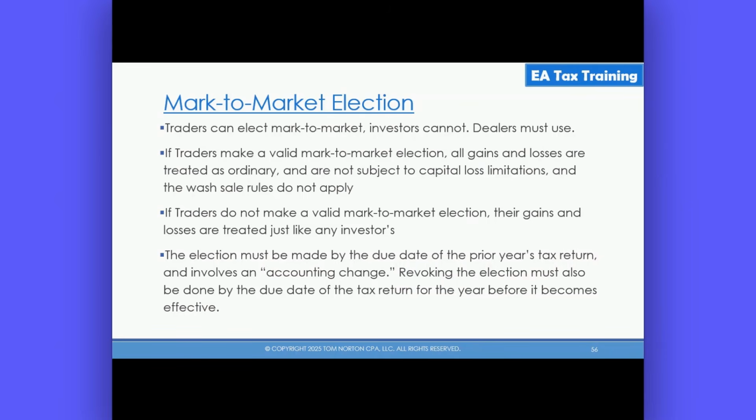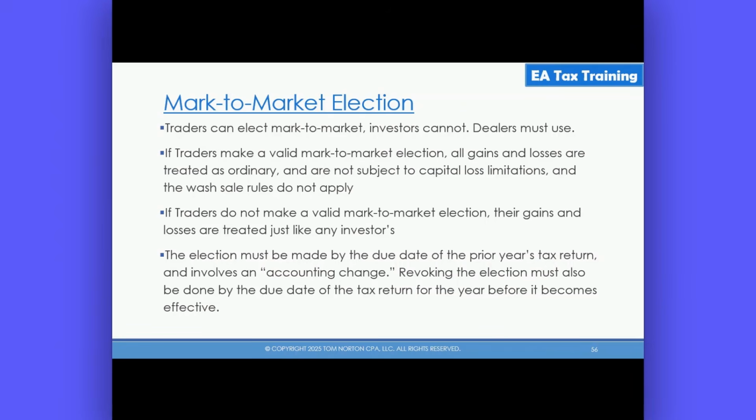Dealers have to use it. They don't have a choice. They're in the business of marketing these securities, so they have to mark to market any securities that they own at the end of the year, and then they will compute any gain or loss at that time.